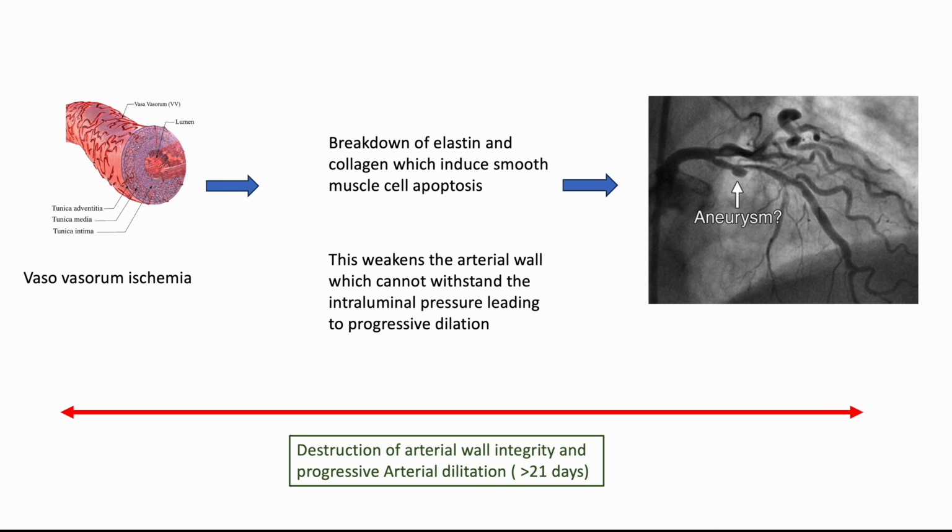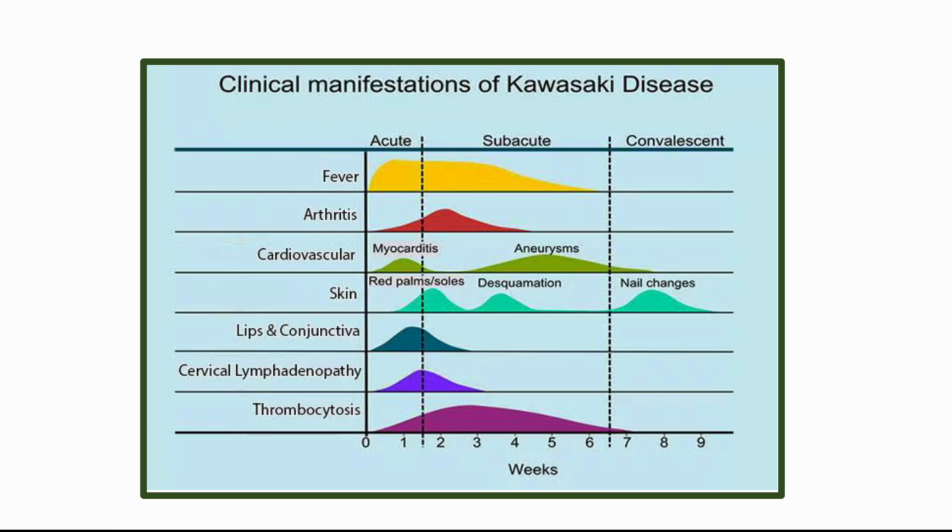In phase 3, the convalescent phase, breakdown of elastin and collagen occurs, leading to smooth muscle cell apoptosis. This results in arterial wall dilatation, aneurysm formation, and potential long-term coronary complications like aneurysms, and sometimes aneurysm rupture can also happen. Destruction of arterial wall integrity and progressive arterial wall dilatation occurs after 21 days, in the convalescent phase. This is a simple diagram or chart to represent the acute, subacute, and convalescent phases.